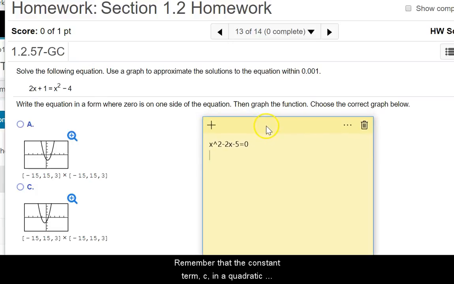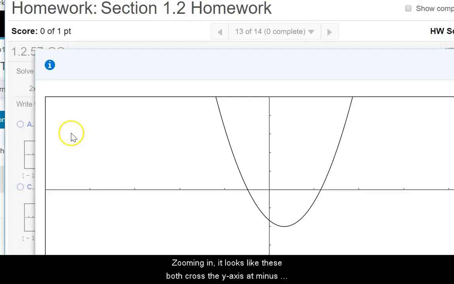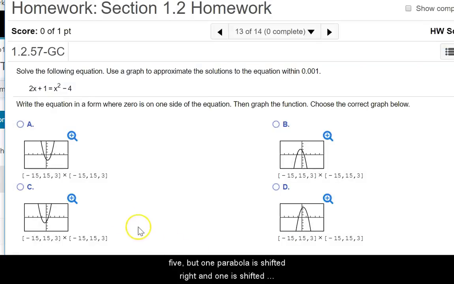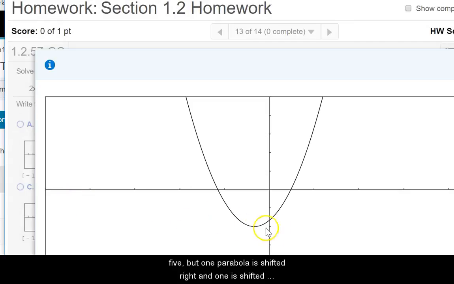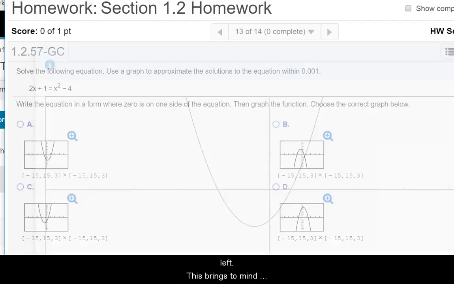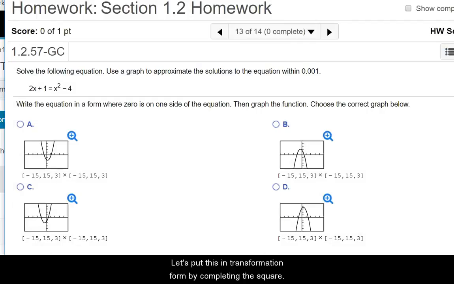Remember that the constant term c in a quadratic equation in ax squared plus bx plus c form is the y-intercept, or where the parabola crosses the y-axis. Zooming in, it looks like these both cross the y-axis at minus 5, but one parabola is shifted right and one is shifted left. This brings to mind transformations. Aha! Let's put this in transformation form by completing the square.